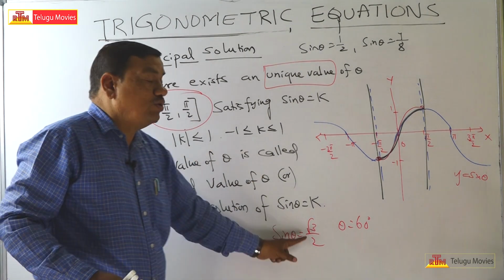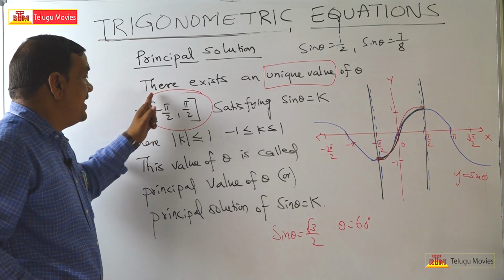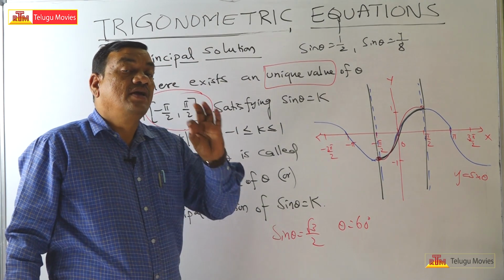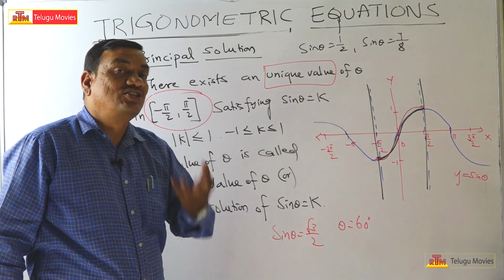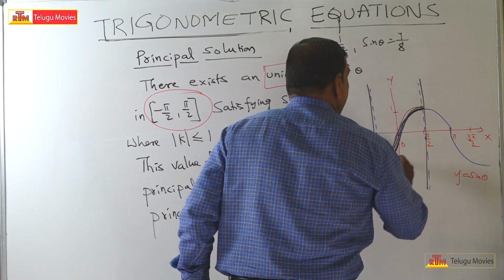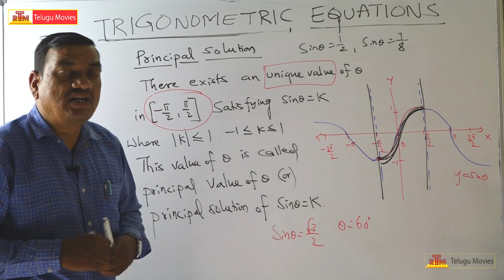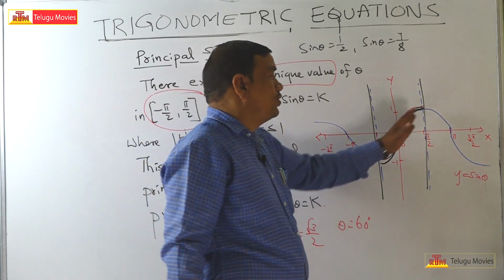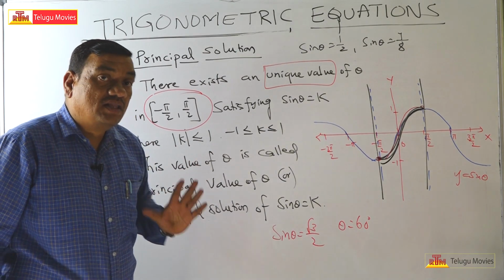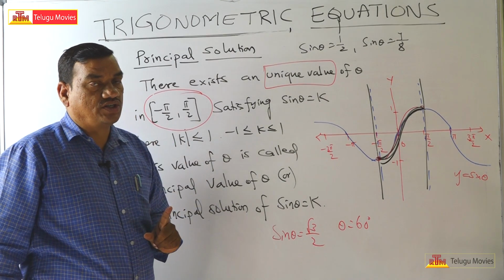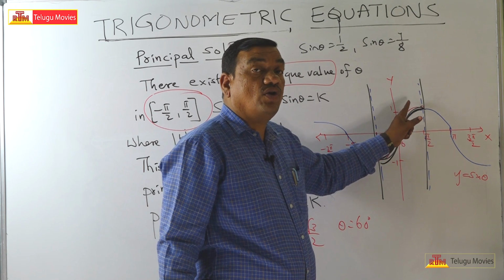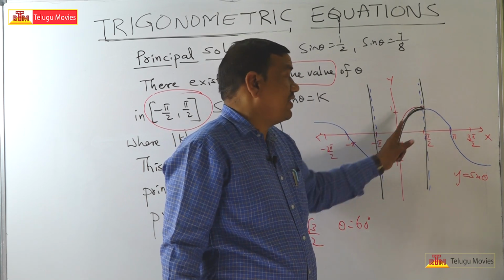Now, this solution which lies between minus pi by 2 to plus pi by 2 is called the principal solution, beginning solution, initial solution, starting solution. Why? Because from minus pi by 2 to plus pi by 2, the function y is equal to sin theta is a bijection. That means it is both one-one and onto. Both one-one and onto means what? For one x value, you will get only one y value.